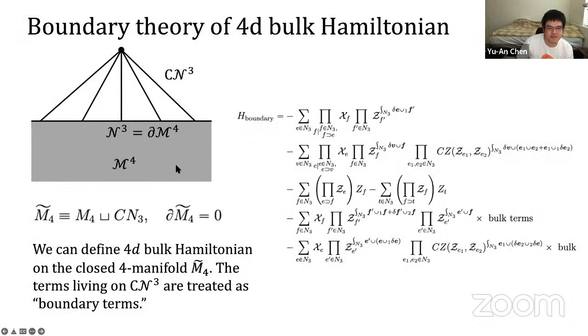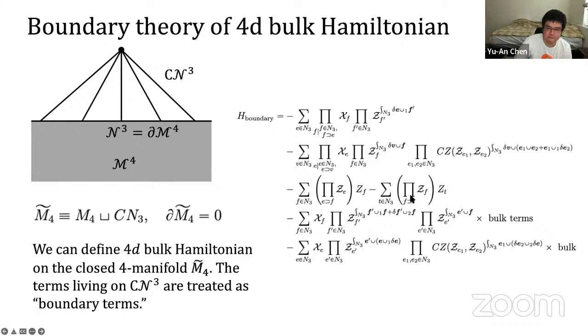Yeah, the trick is the following. Consider the four-manifold with open boundary. N4 is the four-manifold, and N3 is its boundary. We can put an extra point outside this manifold and connect it to the boundary. This is the cone of N3, CN3. We can glue this CN3 and N4 along the boundary, and this forms a closed manifold. Since we already defined the 4D Borg Hamiltonian, we can just apply our Hamiltonian on this new manifold N4 tilde. For the degrees of freedom living inside CN3, the cone of N3, we just treat them as a boundary term. So we can write down the boundary Hamiltonian this way. This is the 3 plus 1D, so the 3D Hamiltonian. I can use the definition of the cup product to draw this Hamiltonian term by term.